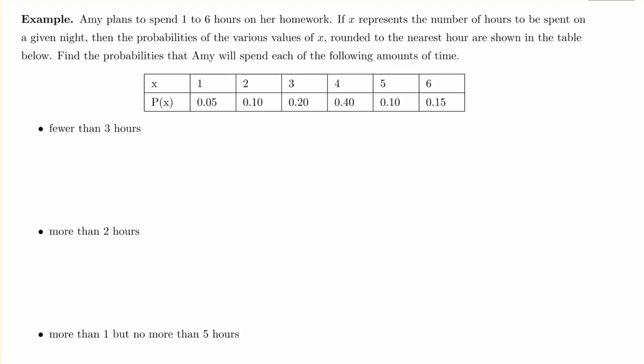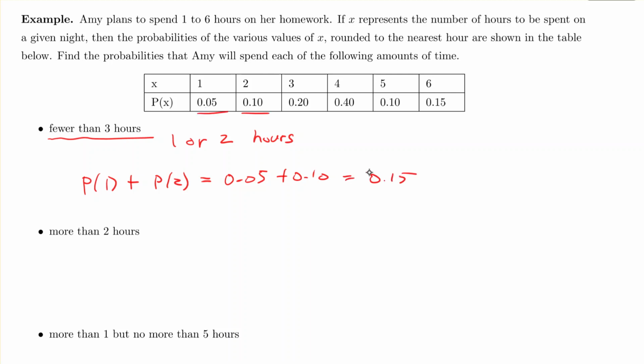But what we want to find is the probability that Amy will study fewer than 3 hours. Well, fewer than 3 hours means 1 or 2 hours. So we're adding probability of 1 plus probability of 2. And there's no overlapping here. Events are mutually exclusive in this case because it cannot be 1 and 2 hours. So we add these two numbers. I'm getting these numbers from here, and I get 0.15 is the probability that Amy will study fewer than 3 hours. How about more than 2 hours?